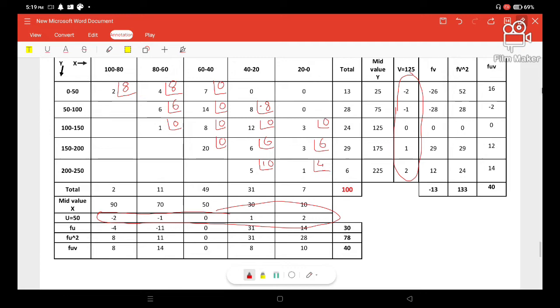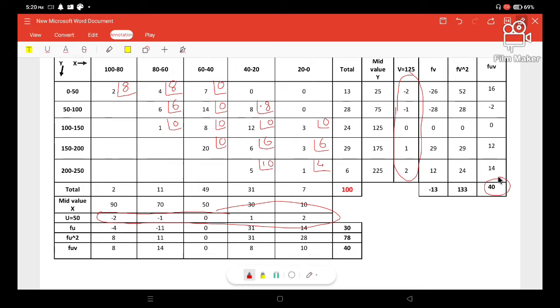Now this is what I have written, which is the total of the frequencies which we have written in the box. So 8 plus 8 is 16, 6 plus minus 8 is minus 2, this is 0, 6 plus 6 is 12, and 10 plus 14 is 14. So sigma fuv is 40.